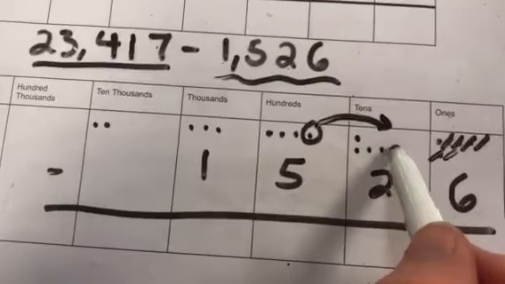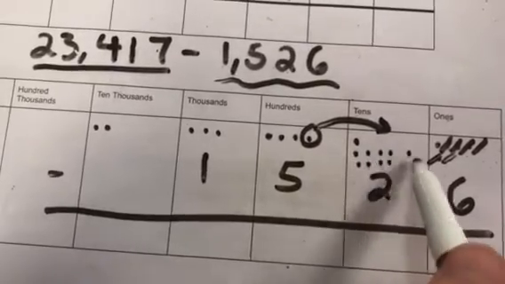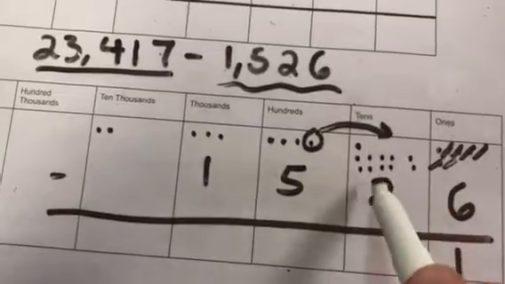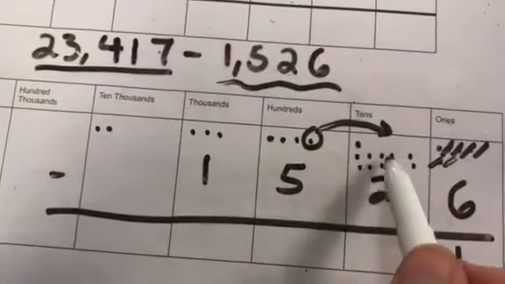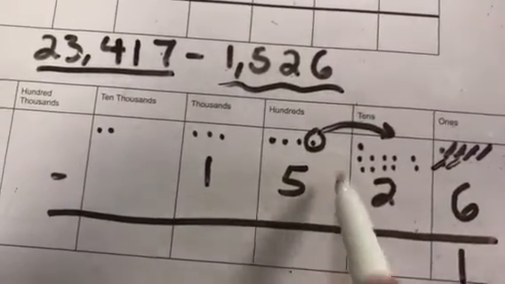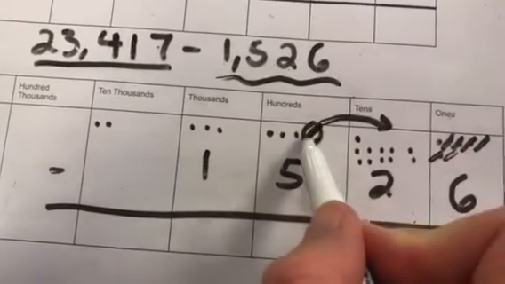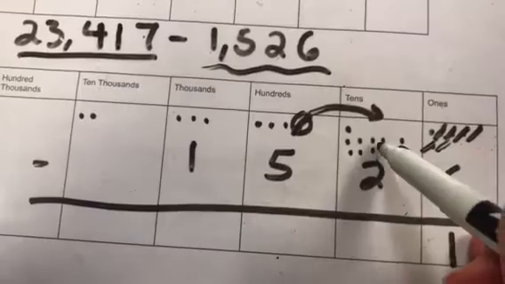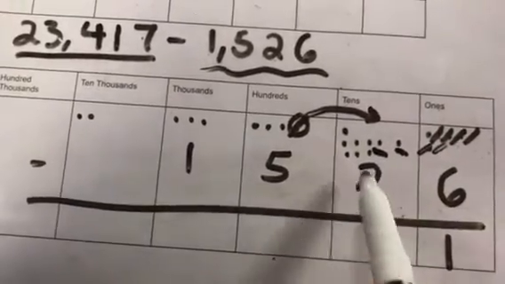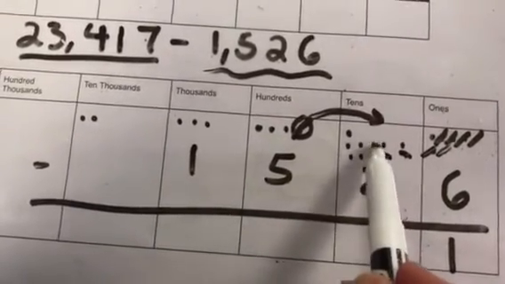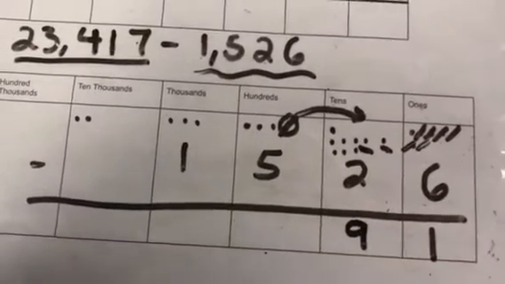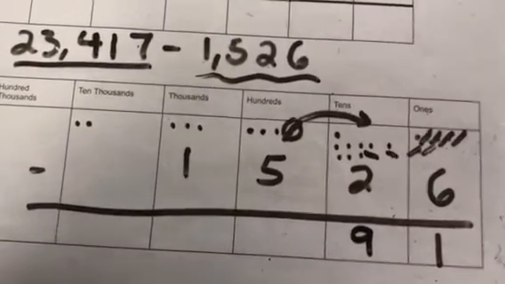1, 2, 3, 4, 5, 6, 7, 8, 9, 10. I'm not going to unbundle until I get 10 total, but every time I'm going to add 10 new dots. I used this 100, so I'm going to cross it off. And now I need to remove 2 tens. How many tens do I have left? 1, 2, 3, 4, 5, 6, 7, 8, 9. I have 9 tens left.